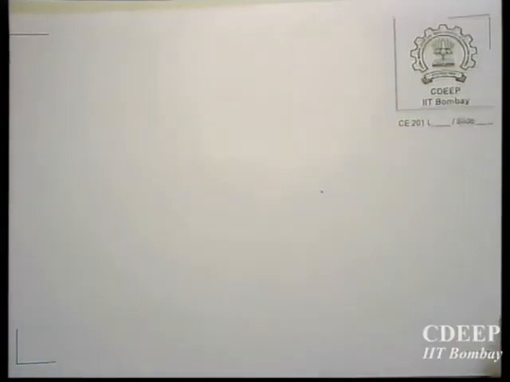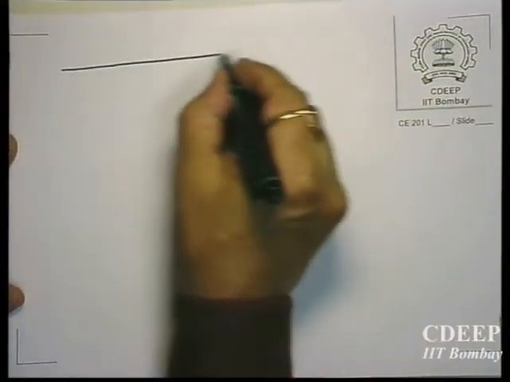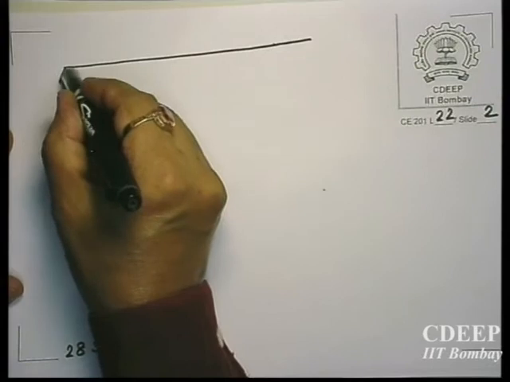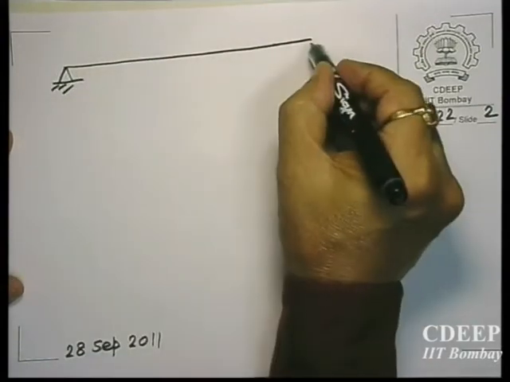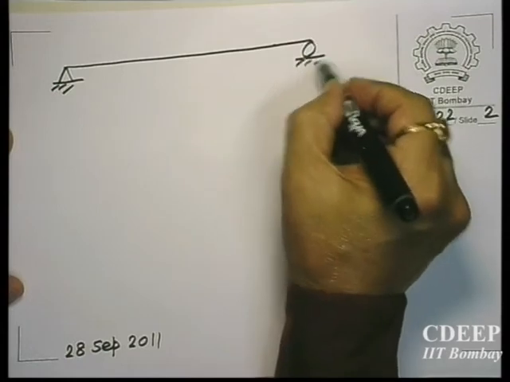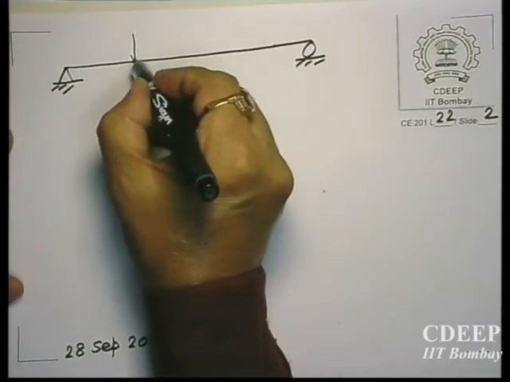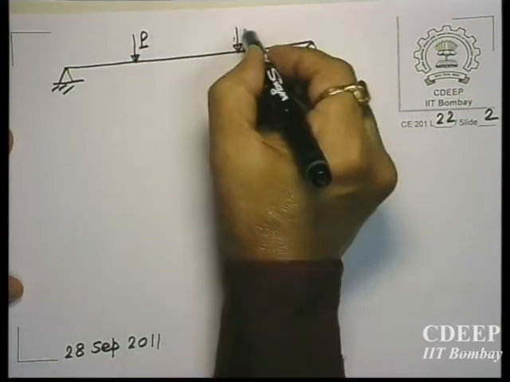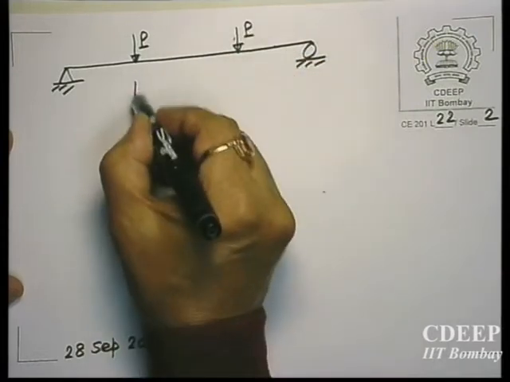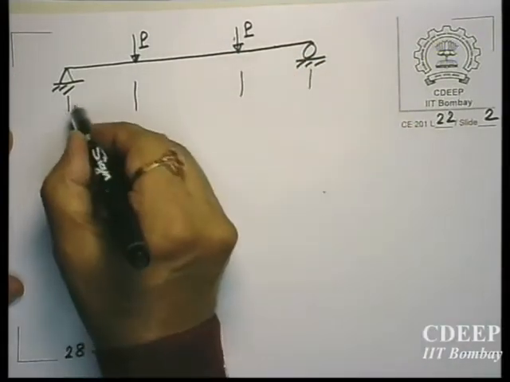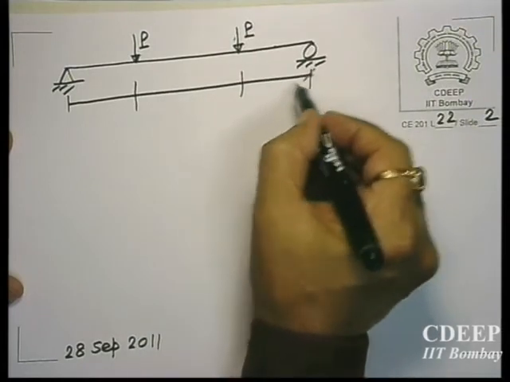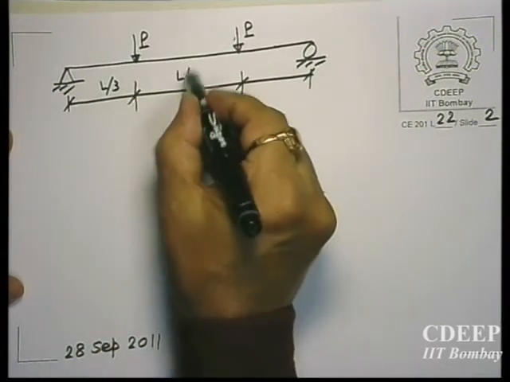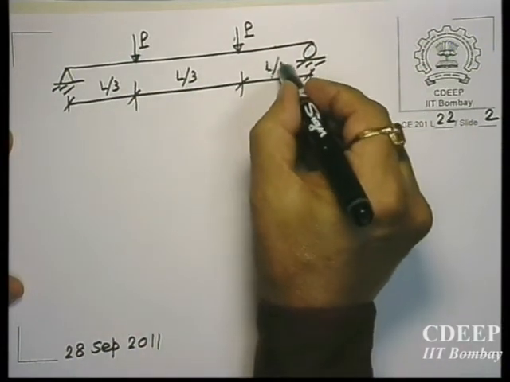Yes, now suppose we have a beam, again simply supported. I am talking of a situation when it is subjected to, let us say, at 1/3 points of the beam, two loads of equal magnitude. Not that everything has to be equal, I am taking it for simplicity. This is L by 3, L by 3, L by 3.